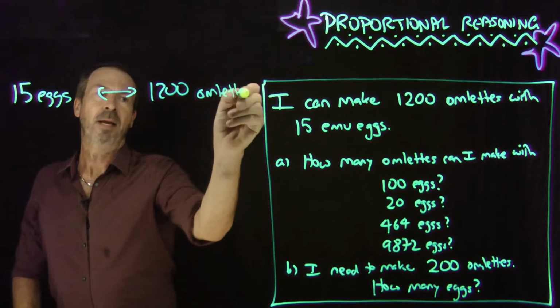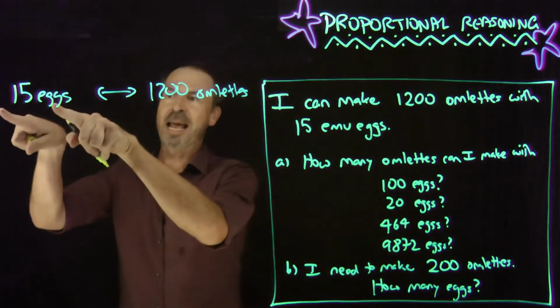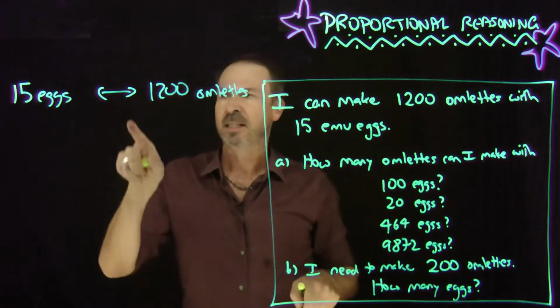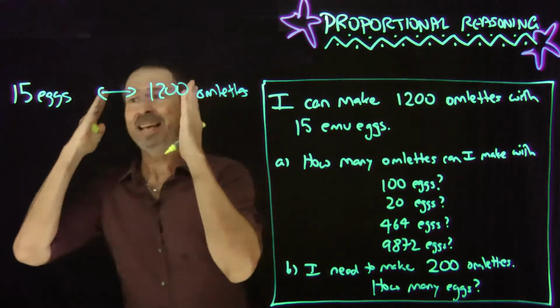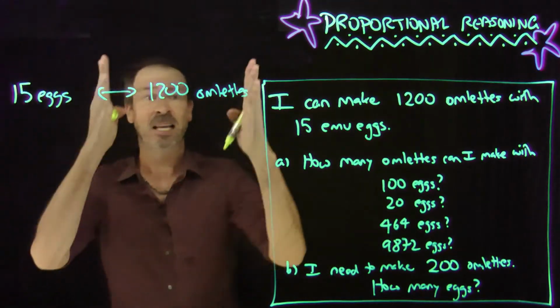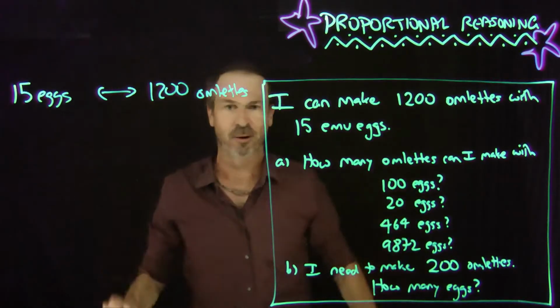So now, I just made up notation there. I made double arrows. It means like goes with, like 15 eggs goes with 1,200 omelets. Some people might want to write an equal sign, or some people might want to do a table. Whatever you want to do is fine. But in the end, I have to associate the quantity 15 eggs with the quantity 1,200 omelets. Okay, so I'm just going to use double arrows, why not?